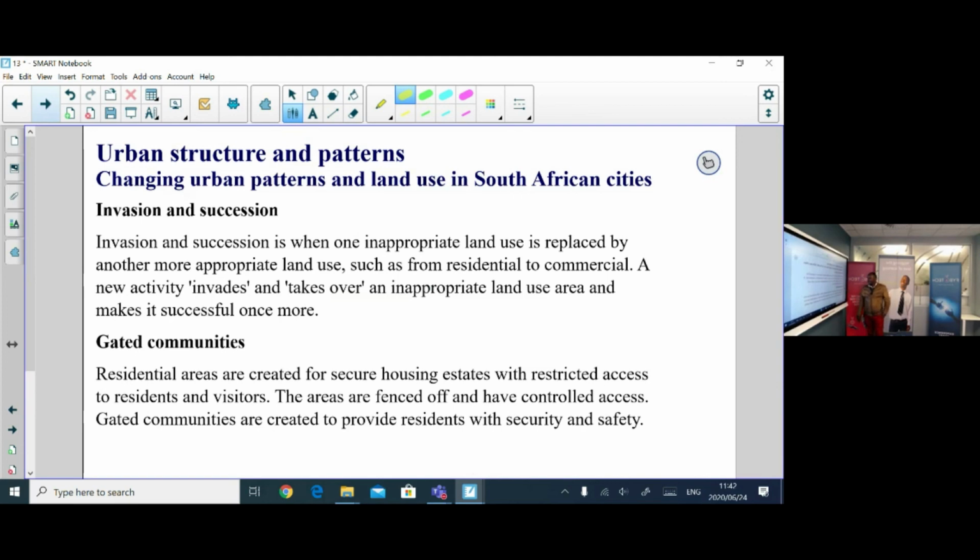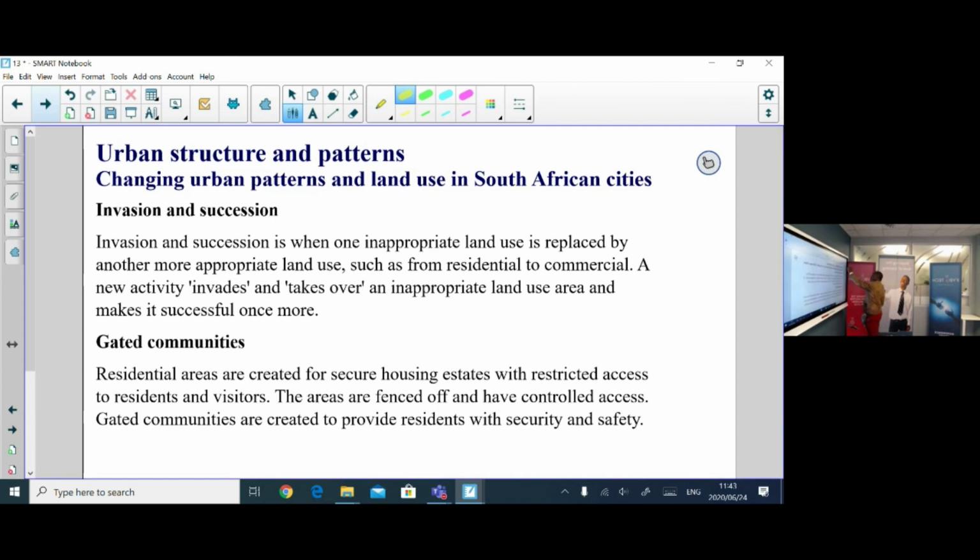Then gated communities. Residential areas are created as secure housing estates with restricted access to residents and visitors. The areas are fenced off and have controlled access. Gated communities are created to provide residents with security and safety.